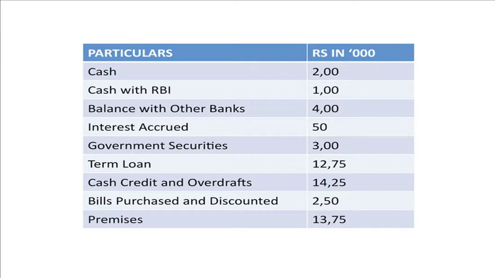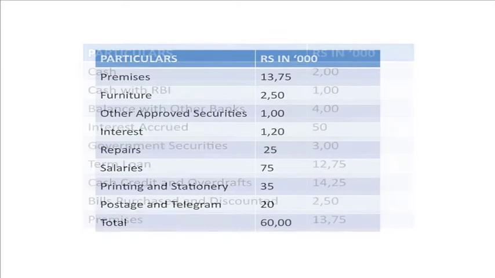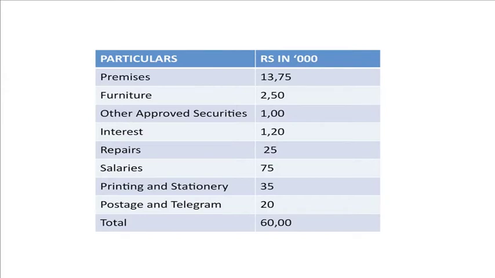government securities 3 lakh, term loans 12 lakh 75,000, cash credit and overdrafts 14 lakh 25,000, bills purchased and discounted 2 lakh 50,000, premises 13 lakh 75,000, furniture 2 lakh 50,000, other approved securities 1 lakh, interest 1 lakh 20,000, repairs 25,000, salaries 75,000, printing and stationery 35,000, postage and telegram 20,000. Together the total is 60 lakh for the debit side.